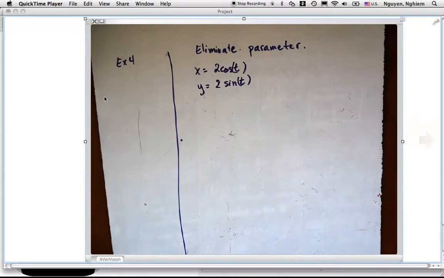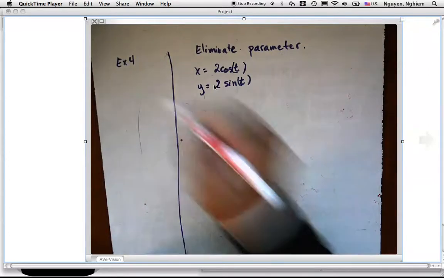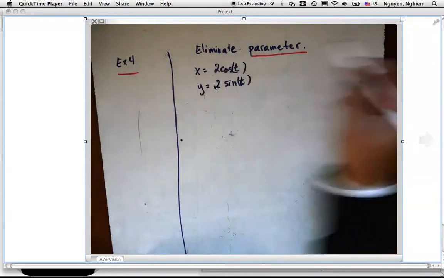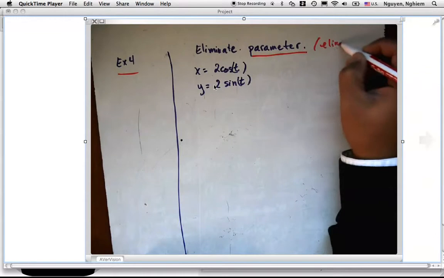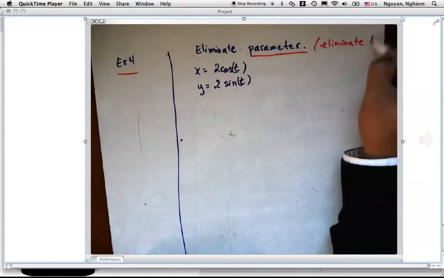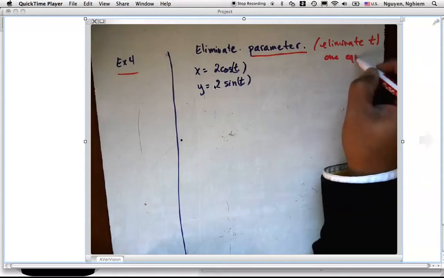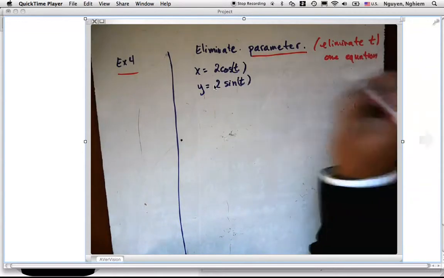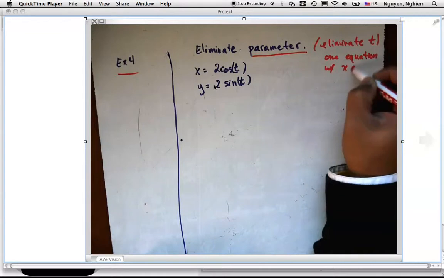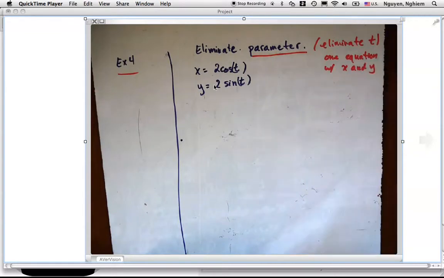So I have a question here that says to eliminate the parameter. Just to remind you, when we're done we should eliminate the parameter, which here means to eliminate t, and we should get one equation with only x and y. That's what we're really doing here.